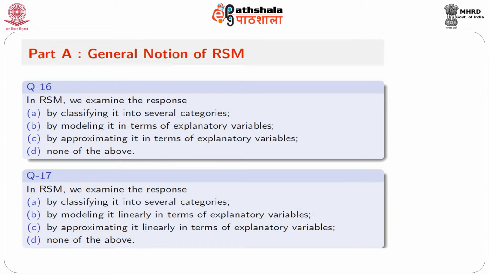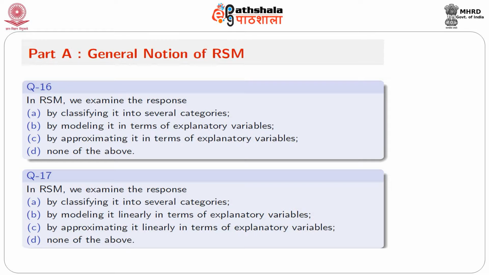Here, in RSM we examine the response by classifying it into several categories, or by modeling it in terms of explanatory variables, or by approximating it in terms of explanatory variables, or none of the above. We are trying to model the response in terms of explanatory variables, Y equal to, etc. That's how we are trying to model it. So that's the best possible answer.